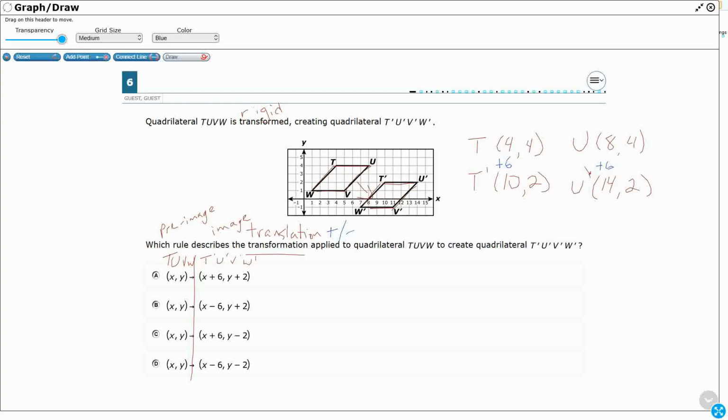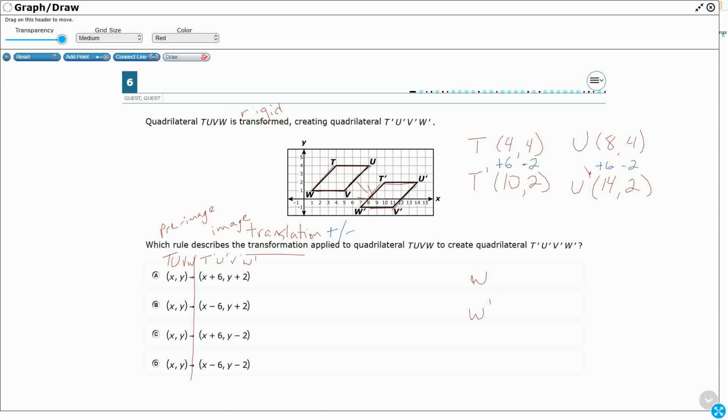Yes. Right? And looking at my y values, how do I get from 4 to 2? Well, I could subtract 2. It is sliding down. And it's going to be the same thing here. Okay, so it looks like we might have some rules there. Let's see if it verifies with W. All four have to work.